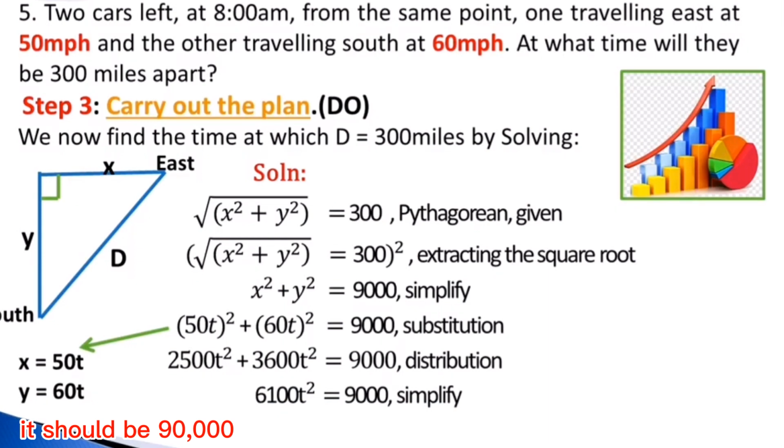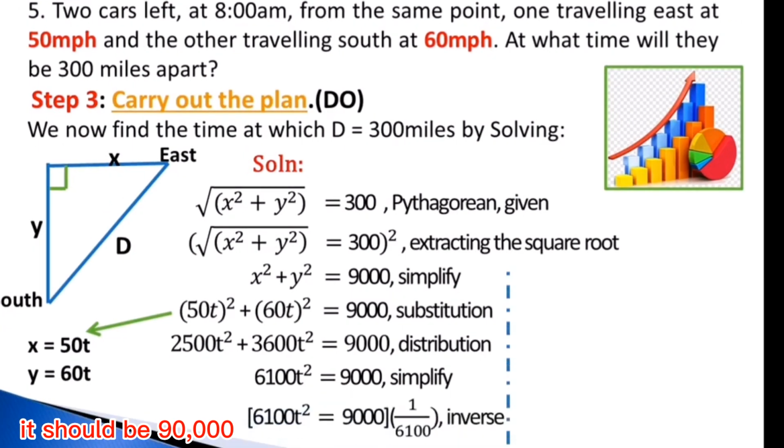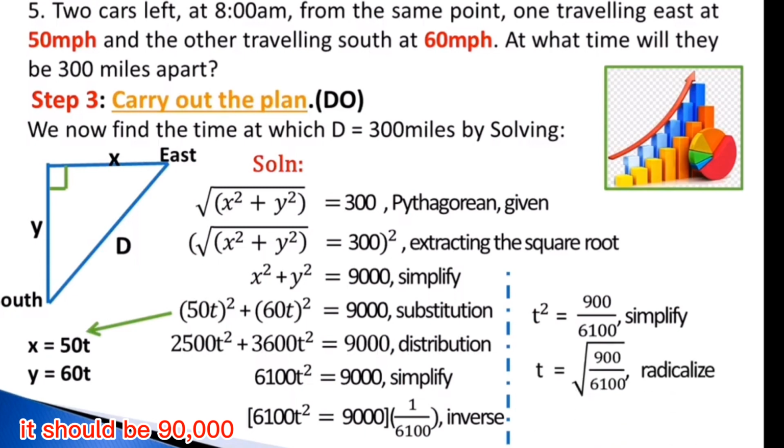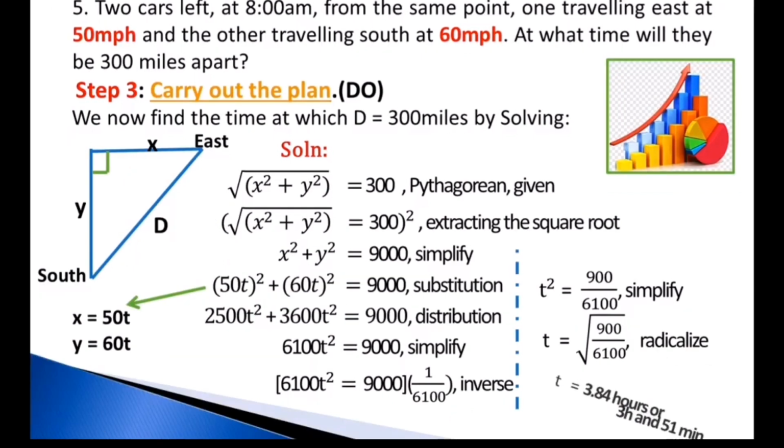Then we are very concerned with the time required. So we're going to divide all equation first by numerical coefficient as 6,100. So what we have right now is like this. Then right after that, we can remove the 6,100 to t squared side. So we have t squared equals 90,000 over 6,100. Then we're going to remove the to the power of 2 by square root all the equation. Okay, so we have radicalizing the equation. So we have like this. We know that the final answer using our calculator is 3.84 hours or 3 hours and 51 minutes.